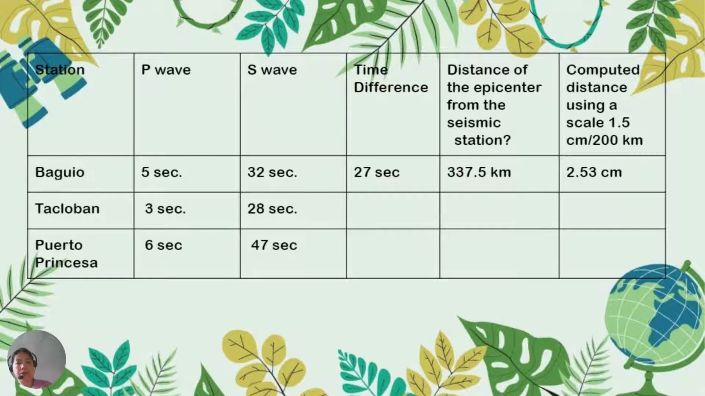Now let's try Tacloban. In Tacloban station, the P waves arrive at 3 seconds and the S waves arrive at 28 seconds. What is the time difference? What is the distance of the epicenter from the seismic station? And what is the computed scale using 1.5 centimeters for every 200 kilometers? You can pause this video to answer.